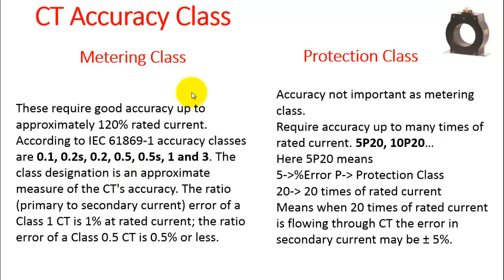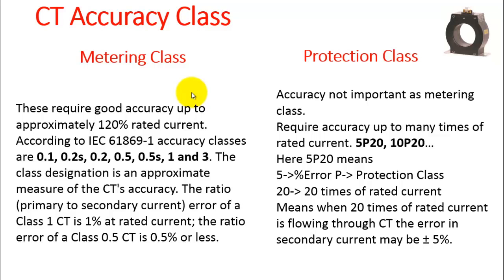So this is the very important parameter of current transformer, which is the accuracy class. Each current transformer can have a metering class or the protection class. So what does it mean by metering class? Metering class means that the current transformer will be used with the metering instruments in order to measure the current at very high accuracy. Therefore, whenever the CT is intended to use with the metering instruments, they require good accuracy up to approximately 120% of the rated current.